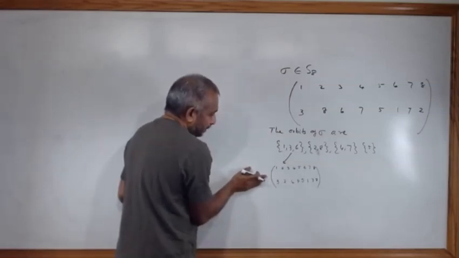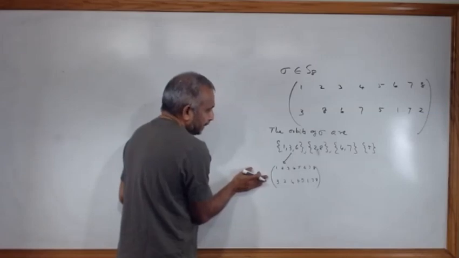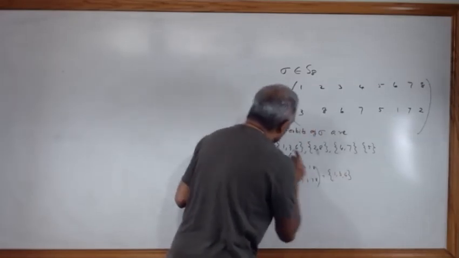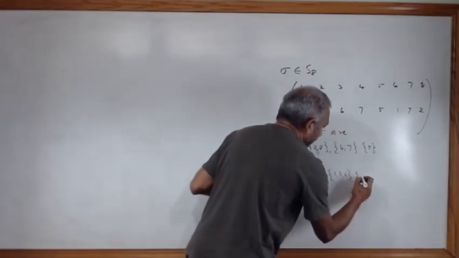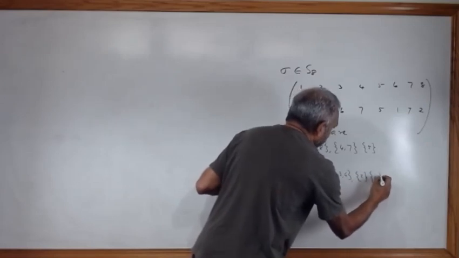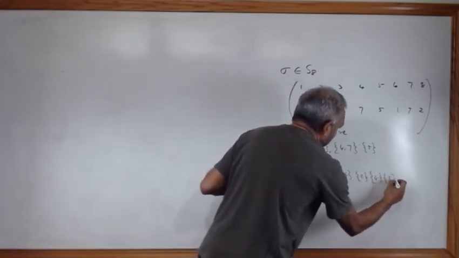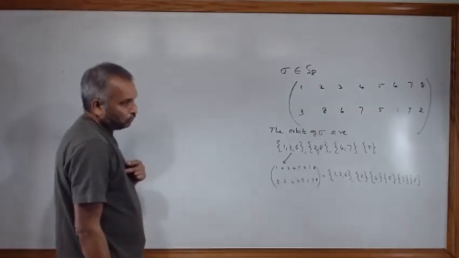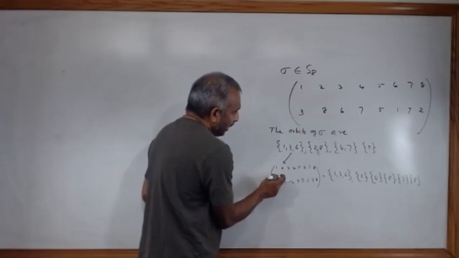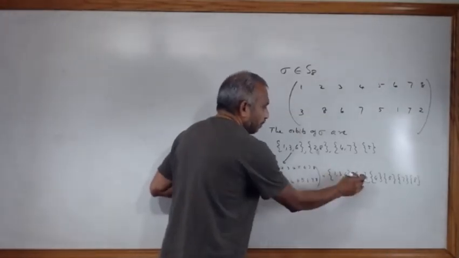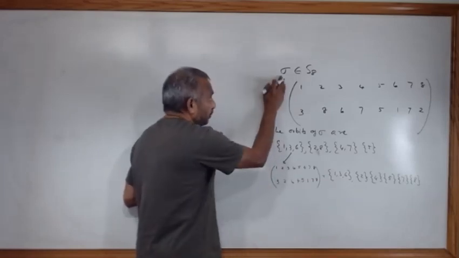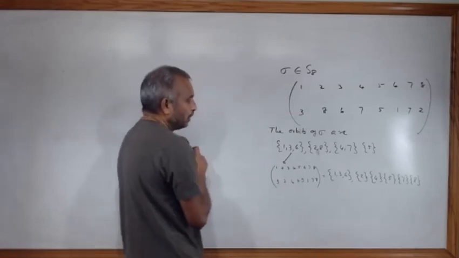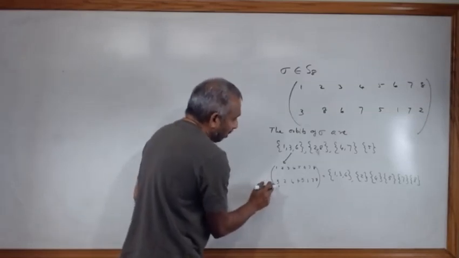The property of this permutation is that its orbits are 1, 3, 6 as before, and the other orbits are all singletons: 2, 4, 5, 7, and 8. Because except for these three elements, none of the other elements are moved by this permutation. This permutation is different from sigma. It is created from one of the orbits. This type of permutation is called a cycle.